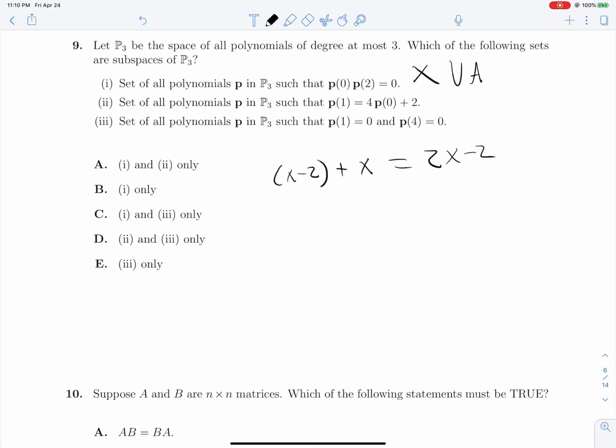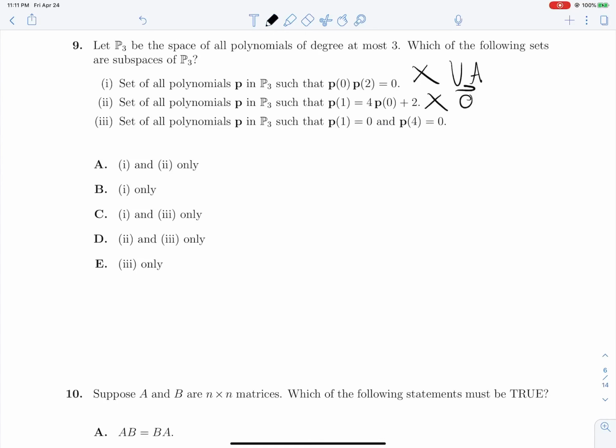What about 2, the set of all polynomials p in P3 such that p(1) is equal to 4 times p(0) plus 2? You don't really need to think about it that much to realize that this set does not include the 0 polynomial, which all of these sets have to include. If we have the 0 polynomial, p(1) here will just be 0 because there are no x's to plug 1 into, so we just get 0, and that's equal to 4 times 0 plus 2. This does not work, so this does not include the 0 vector, and so it is not a subspace.